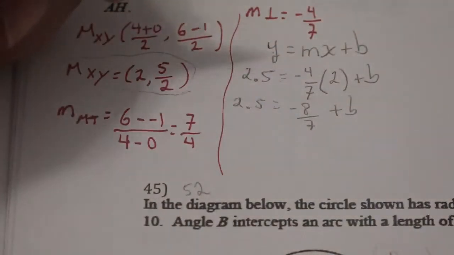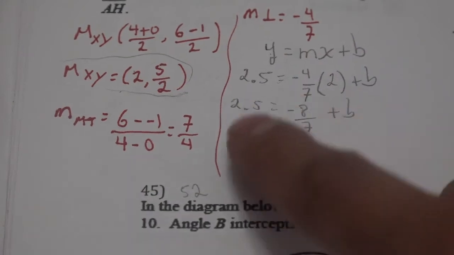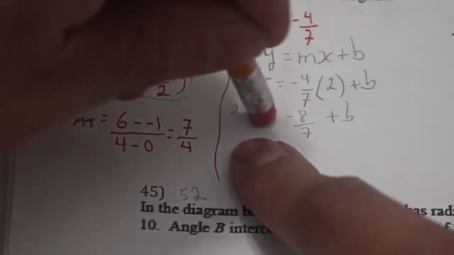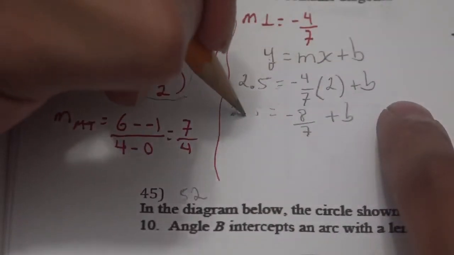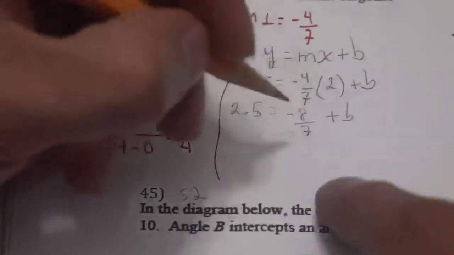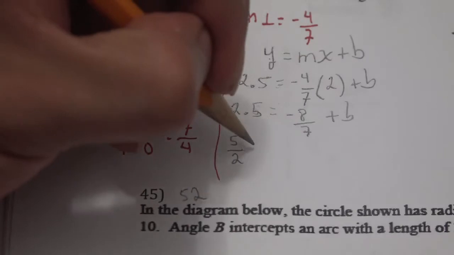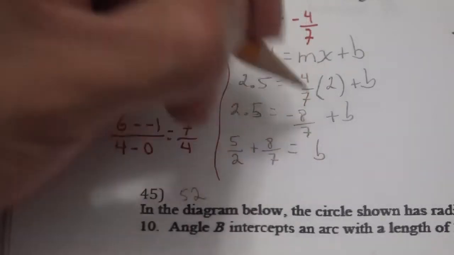And now I'm going to have to turn this back into a fraction if I want to do it like that, correct? Sorry, so 5 over 2, right? Oh no, I don't have to turn it back. I'm going to do it on the next stage. Okay, so I have 5 over 2, which is 2.5, plus 8 over 7, equaling b.